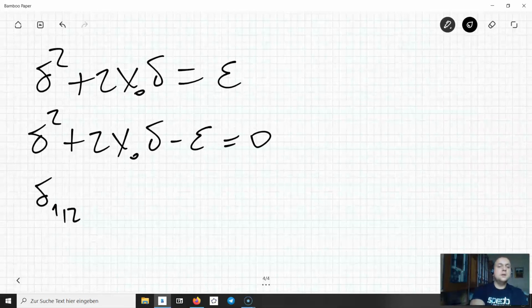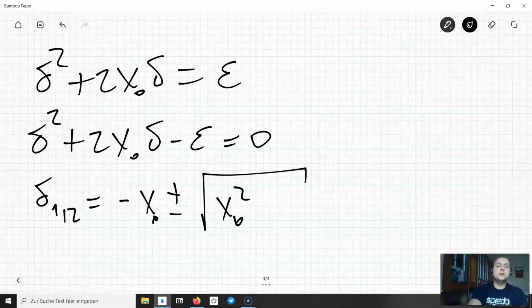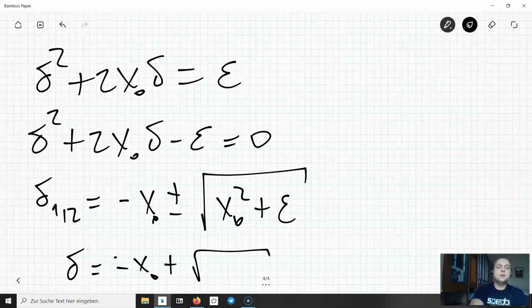Delta 1,2 is equal to, you see, minus x0 plus or minus the square root of x0² + epsilon. And now you see what we have. We said x is positive, so the negative case can be omitted. So we get delta equals minus x0 plus the square root of x0² + epsilon. And that's it. I was able to find the delta value as well in this case.